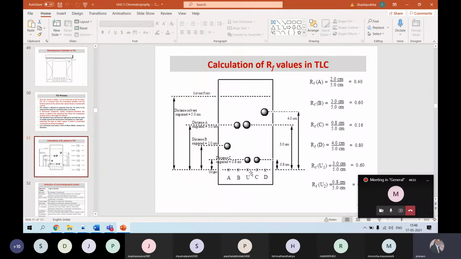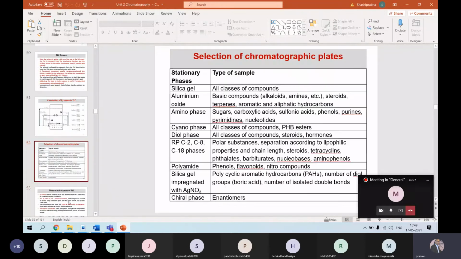And likewise for the B component, you have 2 centimeters. Then you have A, which is 3. It is written, these values are interchanged here. So you can write the distance traveled by your solute divided by the distance the solvent travels, and then correspondingly you can obtain your RF values. So this is how one can calculate the RF values.